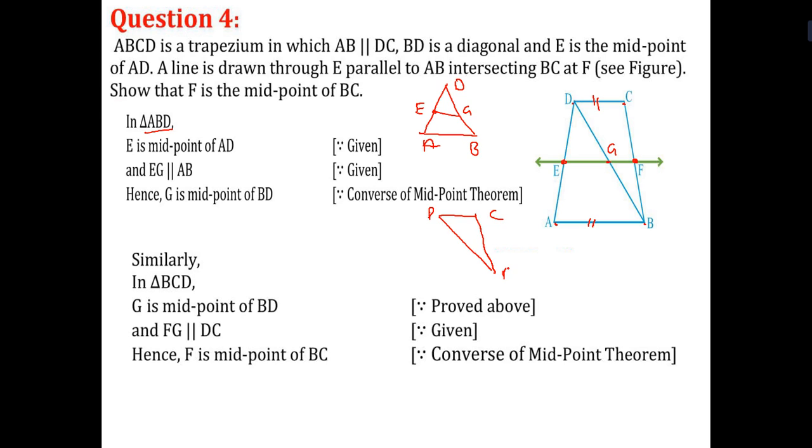D, C and D. Now G, in BCD, G is a midpoint of BD here. So here what is F? G is a midpoint of BD, then again GF parallel to CD. So F is a midpoint of BC, converse of midpoint theorem. So we have to prove that F is a midpoint of BC. So it is not too much hard, it is easy.